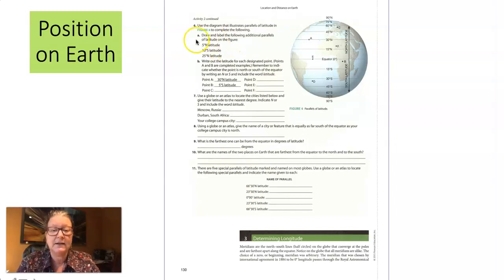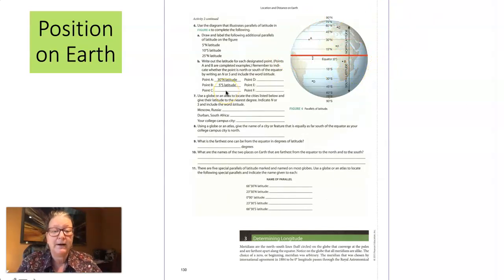So for 6A, it says draw and label the following additional parallels. So 5 north. So you're looking at this diagram here, and you're going to sort of eyeball it. So you've got 0, the equator, and you've got 15 north. So 5 north is going to be about a third of the way towards that 15 from the equator. So there's a line I put in, and then you would label it 5 north.